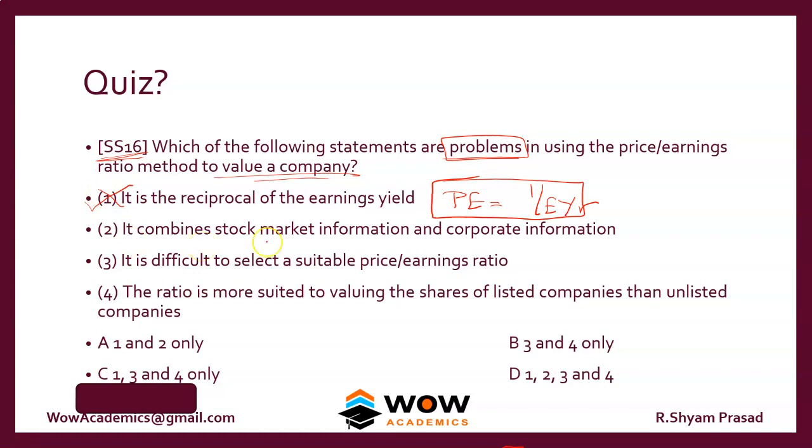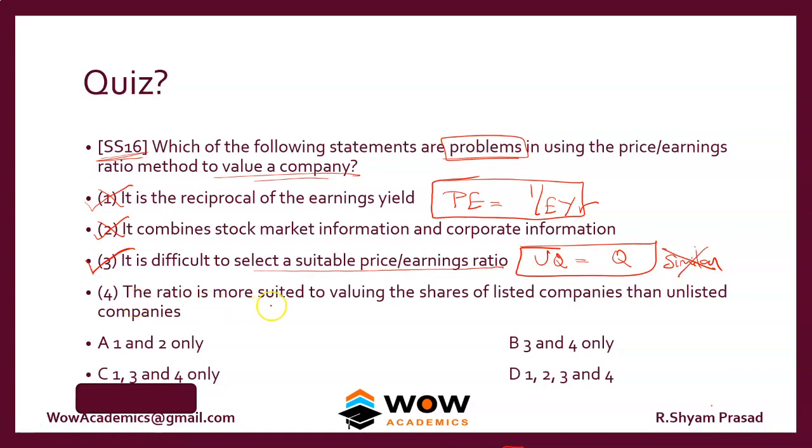It combines stock market information and corporate information. Again, this is true, but he's asking for problems. It is difficult to select a suitable PE ratio. Yes, this is the problem. We cannot find another company which is similar to the company we want to value. So unquoted companies have to be valued on the basis of quoted companies, but they have to be similar. But the problem is they won't be similar.